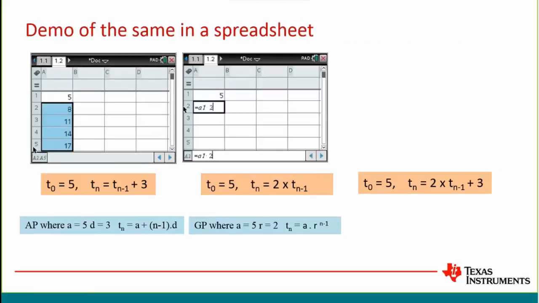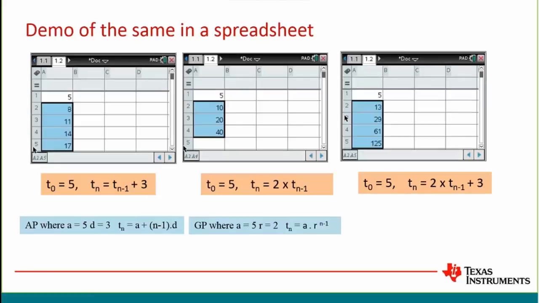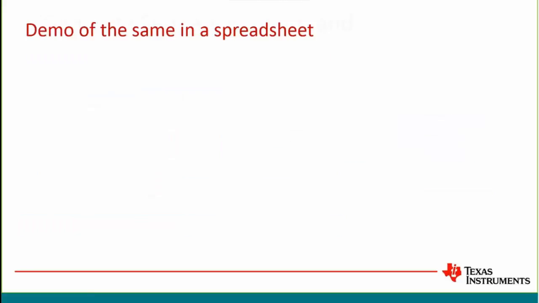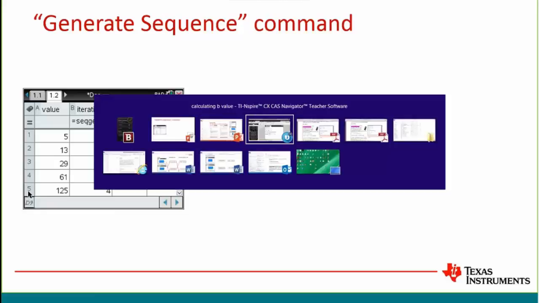We can look at the same sort of thing in a spreadsheet on a calculator. I won't show you the spreadsheet, but I will show you one other thing that's handy, and that's the generate sequence command. So I'll just jump into a calculator to show you that. Got a few things happening here.